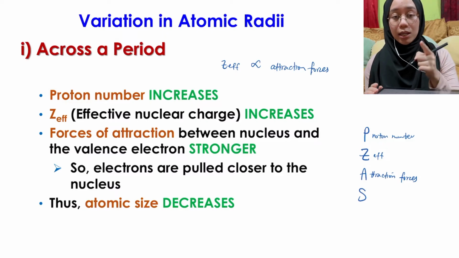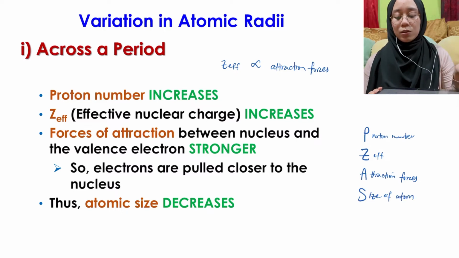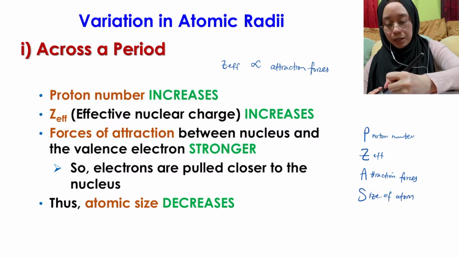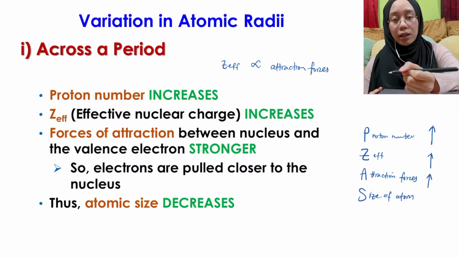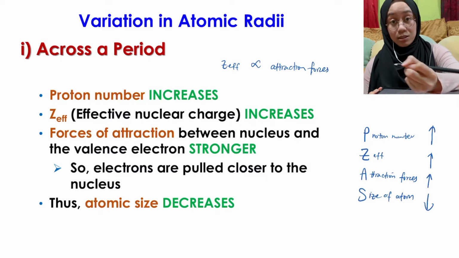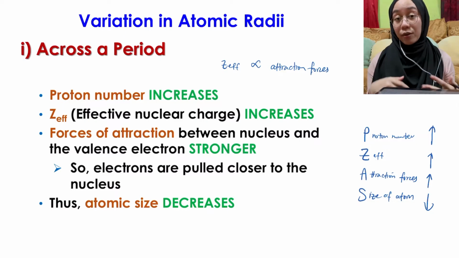Okay, and then last one, S is about size. Size of the atom. So if proton number increases, therefore the ZEF will also increase. The attraction forces also become stronger, so the size of atom becomes smaller. So for the opposite, it's going to be the other way around.